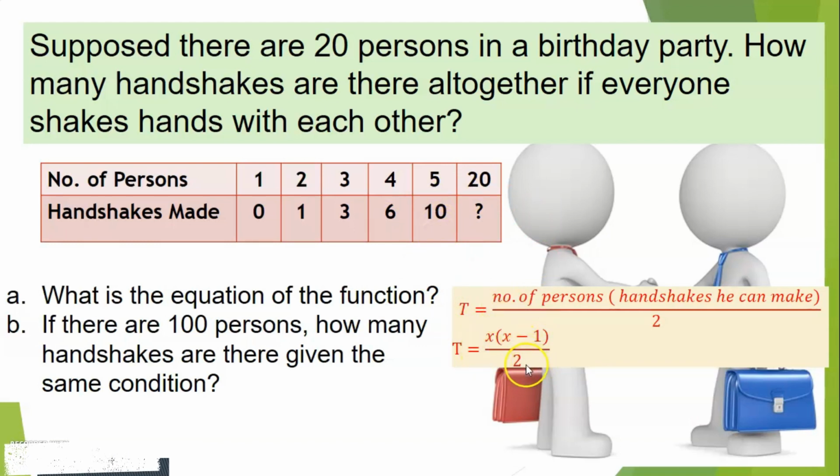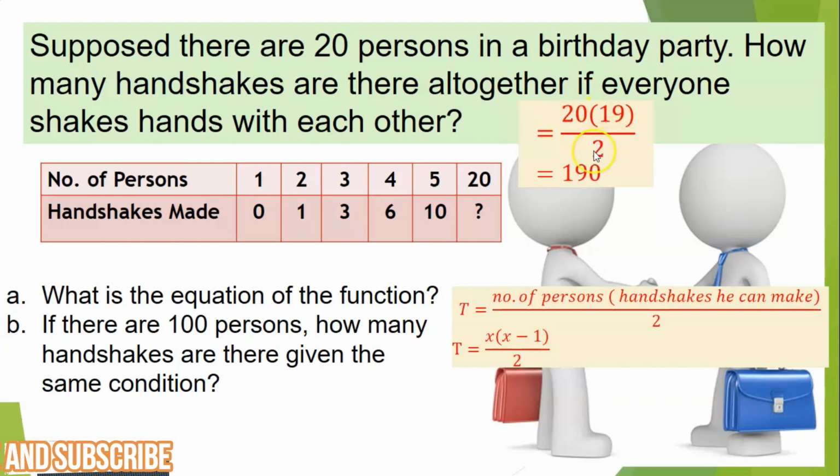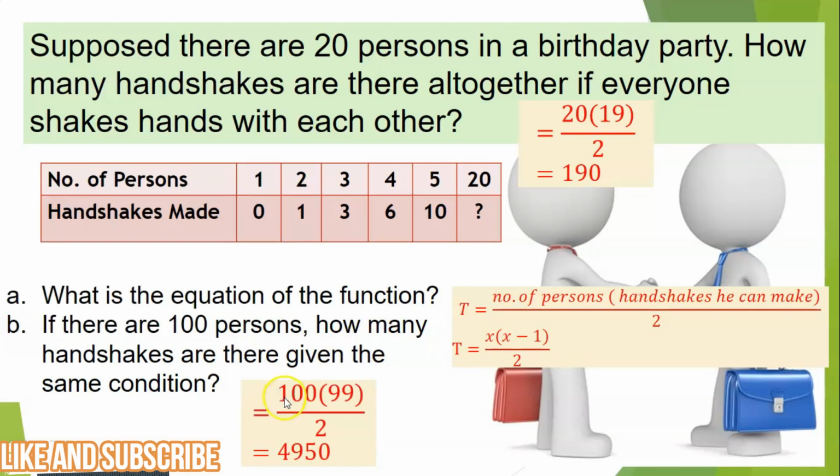So what if there are 20 persons in a party? That would be 20 times 19 divided by 2. That would be 190 handshakes. Now, if there are 100 persons in a party, how many handshakes are possible? In this case, that would be 100 times 99 divided by 2. That would be 4,950 handshakes. That's how you do it.